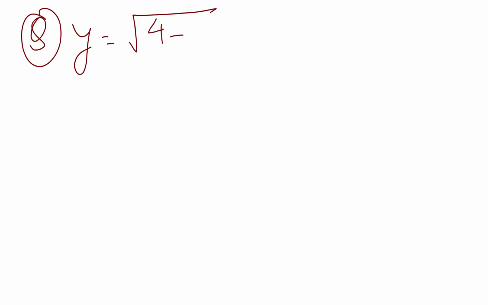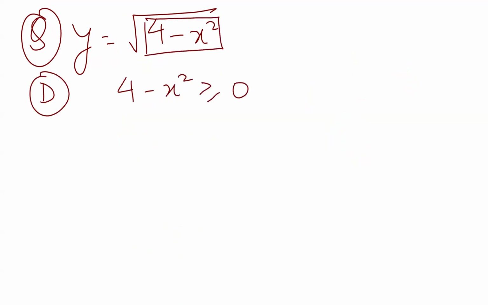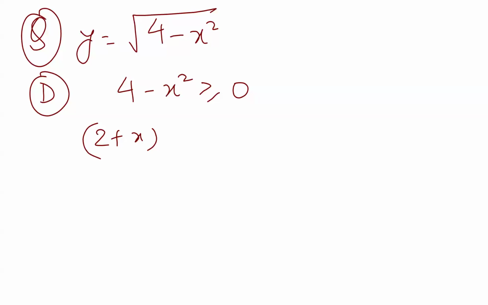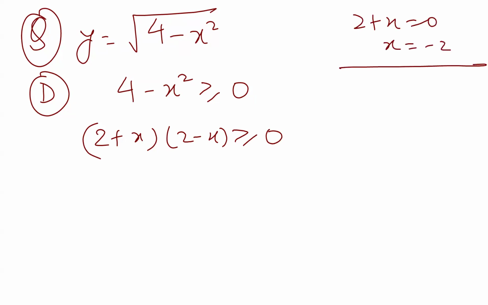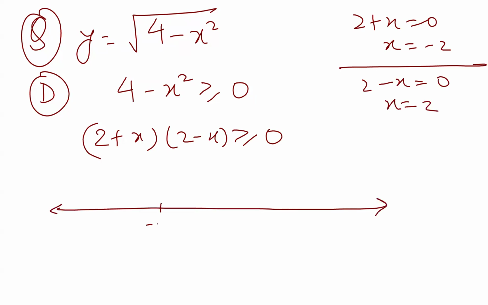F of x is equal to root of 4 minus x square. For the domain, the inside term 4 minus x square is greater than or equal to 0. F of x is nothing but y. You can write f of x or you can write y, one and the same thing. Now the inside term is greater than or equal to 0. So 2 plus x and 2 minus x is greater than or equal to 0. Equate 2 plus x to 0, x value is minus 2. Equate 2 minus x to 0, x value is 2. So we'll draw a number line: minus 2 and 2.